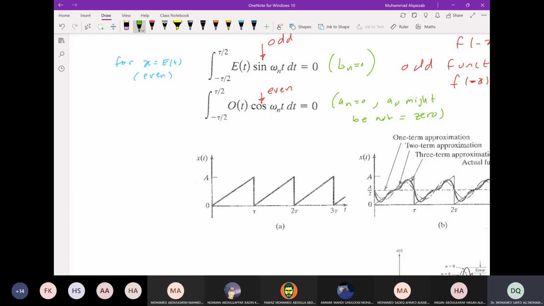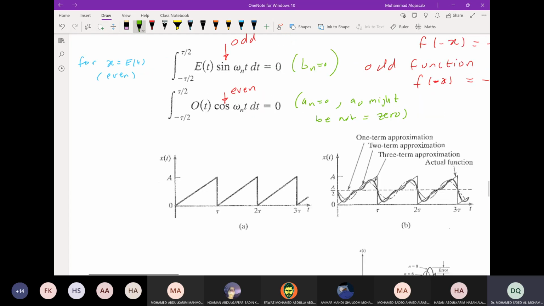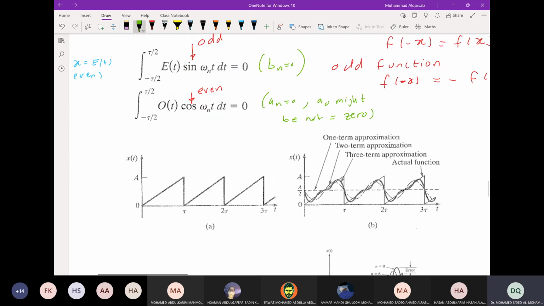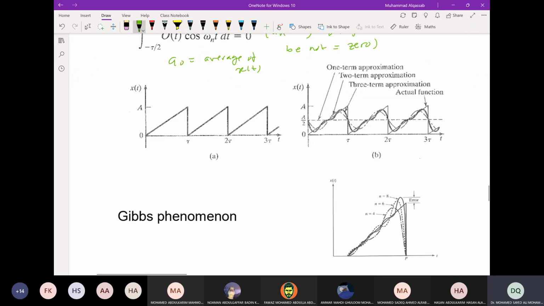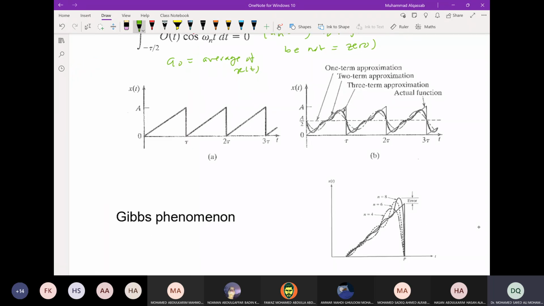So what is the meaning of A0? This is the last thing I will talk about. A0 is the average of the function. So here is an example. This function is called sawtooth. Its shape is like a sawtooth. Its average is not zero, so A0 is not zero.